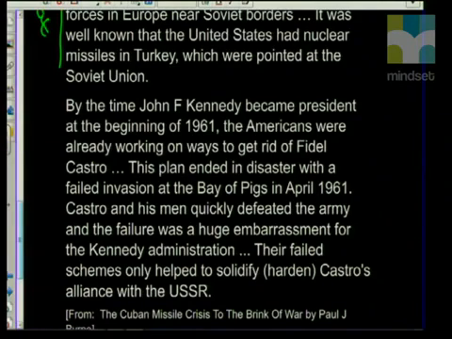Now, that is a clue. That is something you can use to answer this question, because it does say here that the U.S. failed to overthrow Castro. They could not take over Cuba. And it also says their failed schemes only helped to solidify, or harden, Castro's alliance with the USSR. So again, that should tell you why the United States would try to prevent a nuclear war, because they had already tried and failed to overthrow Castro.